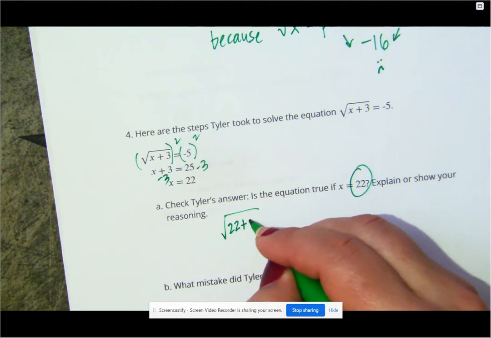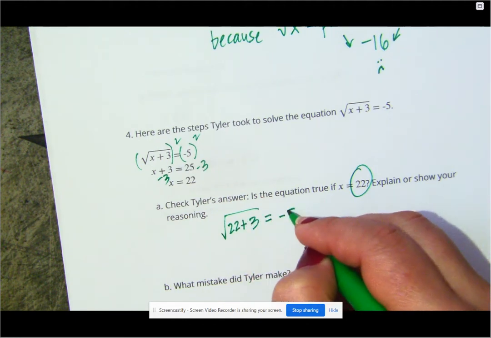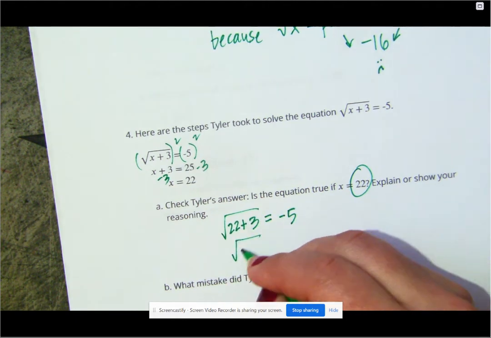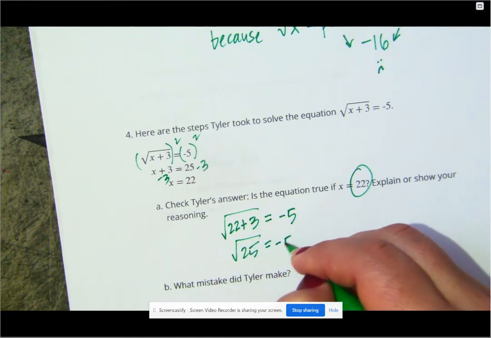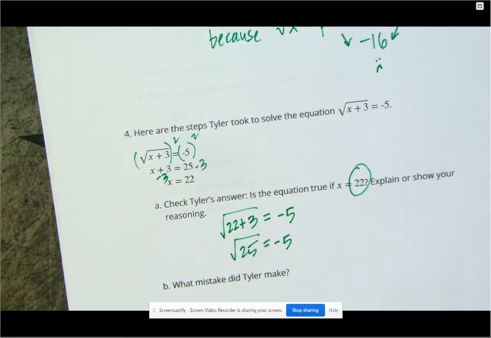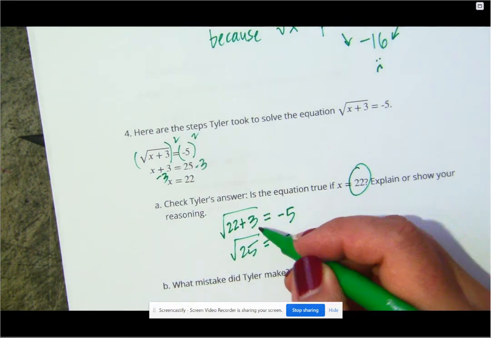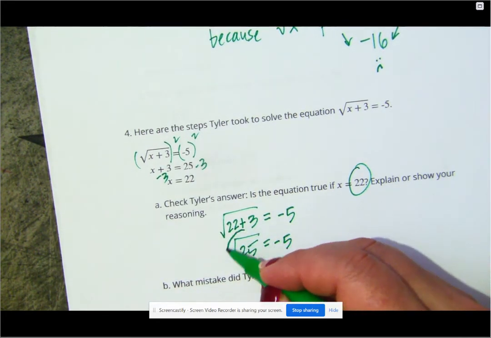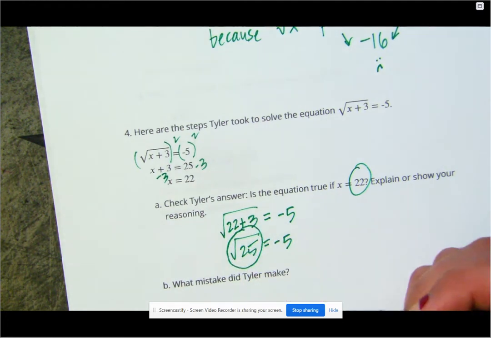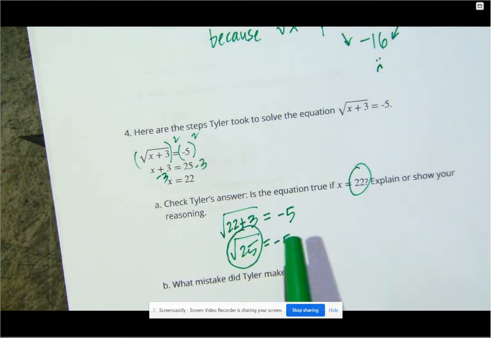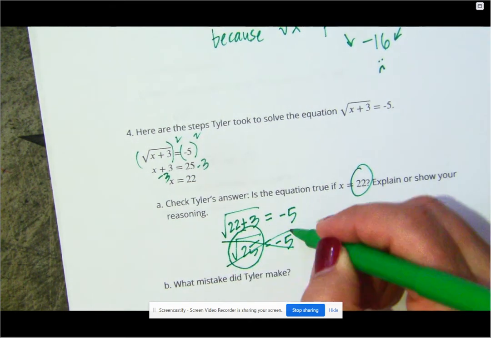√(x + 3) = -5 becomes x + 3 = 25. Wait, is the square root of 25 negative 5? No. We talked about this at, I think, lesson 6. Based on the definition in math, the square root is a positive number. If we wanted the negative, we would have the negative symbol written in front of it. The answer to this needs to be positive. That says it's negative. No, this is not true.